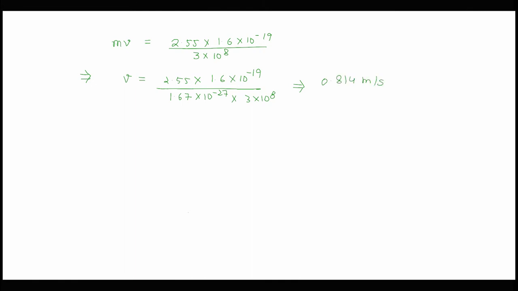I can explain it in this way: initially the hydrogen atom was at rest. Now post this, the hydrogen atom will start moving in this direction, and the photon will be emitted in this direction, such that the momentum is conserved between the hydrogen atom and the emitted photon. Let us move to the next problem.